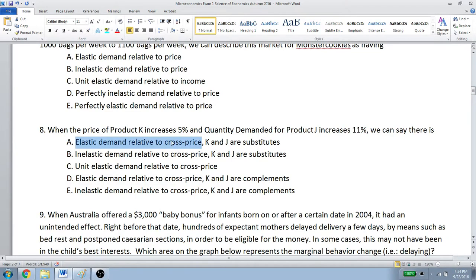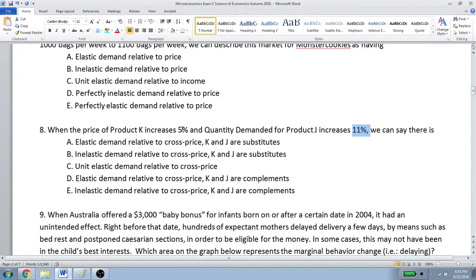Now let's break it down. Why is it cross-price? Because we have two different products. Cross-price only happens when there's two different products. If it's the same product, like product K and product K, then it's just normal. But if it's two products, like product K and product J, then it's cross-price. So of course, all the choices are cross-price, but that's how you determine it. It's a demand because it's a quantity demanded that gets affected. And it's elastic because when the price changed by just a little, the quantity changed by a lot.